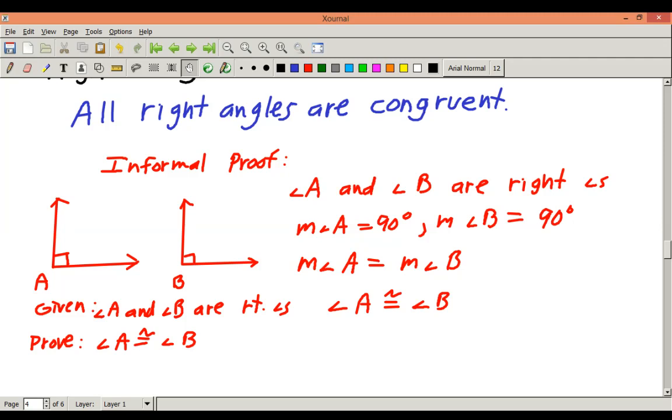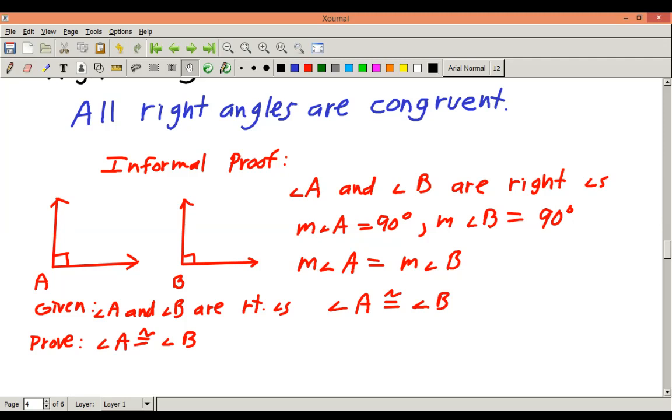Okay, so the measure of angle A is 90. The measure of angle B is 90. How do we know that? Because the statement right above it says that A and B are right angles. So we can say that second statement by the definition of right angles. Now we say that the measure of angle A is equal to the measure of angle B. Why can we say that? Because the measure of angle A and the measure of angle B are both 90 degrees. So they're equal to each other by substitution.